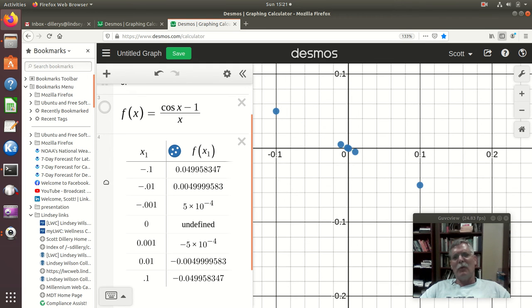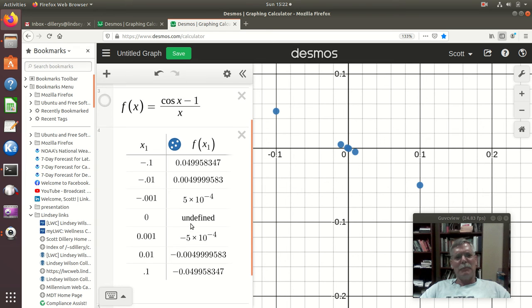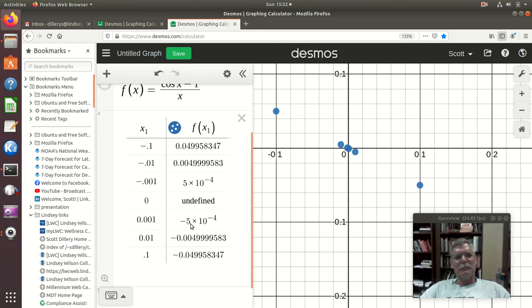Now, if I only had the table, again, I could kind of see that appears to be what's happening as I put these numbers in. And again, I could put numbers closer and closer to 0 in here for my x1. But I can copy these down and say, oh yeah, I think the answer is 0. Great. So that's working on those first few.